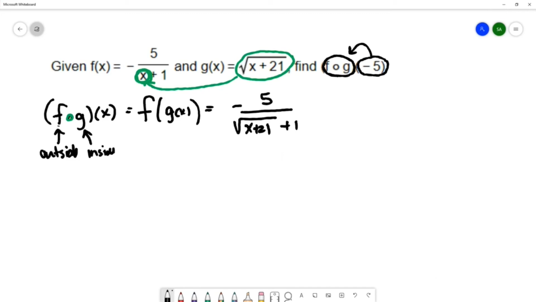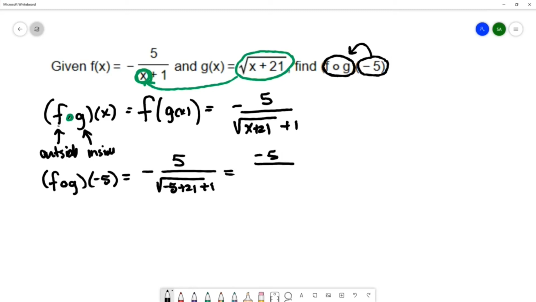Now that we have built or constructed that function, I'm going to be able to substitute a negative 5 into the function. That would give me negative 5 over the square root of negative 5 plus 21 plus 1. Negative 5 plus 21 is 16.